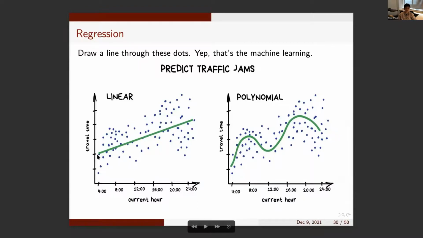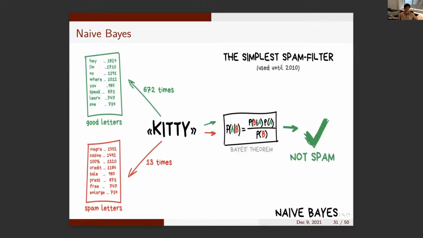But for this example, you can see a linear model or a linear line may not capture this trend well. So then we need some nonlinear models, like we can use a polynomial to fit the data, then we can have a better fitting. So the next one is naive Bayes. This is for the classification problem. Suppose we want to distinguish between spam and regular email.